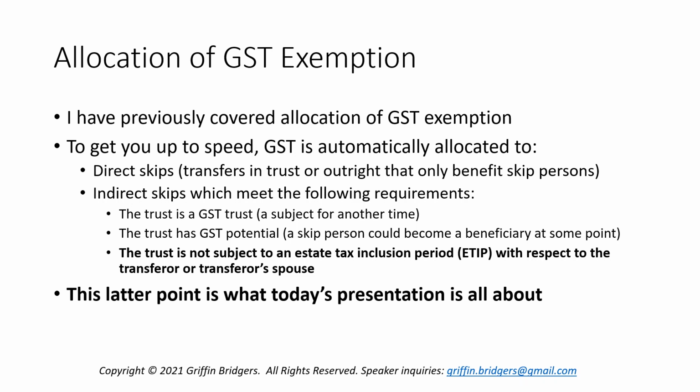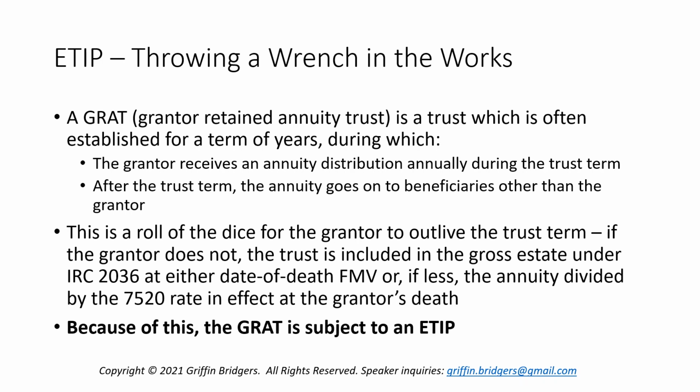So we'll talk about what an ETIP is in a second, but I want to emphasize that this latter point on ETIPs is what today's presentation is all about, because it exposes a blind spot. It's easy to just say, hey, we have an indirect skip subject to an ETIP, so we don't need to worry about automatic allocation, nor do we need to worry about election out of automatic allocation. And that's where the snag comes in. So the ETIP throws a wrench in the works, as we're going to see, and we're going to look at this in the context of one of the most common intentionally created trusts that creates an ETIP, which is a GRAT, or a grantor retained annuity trust.